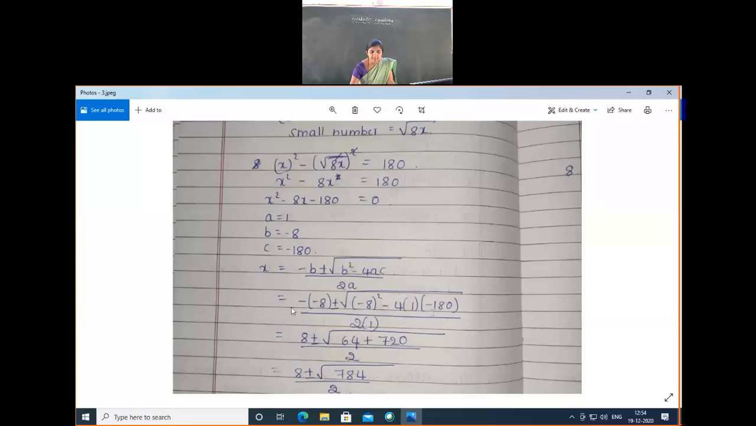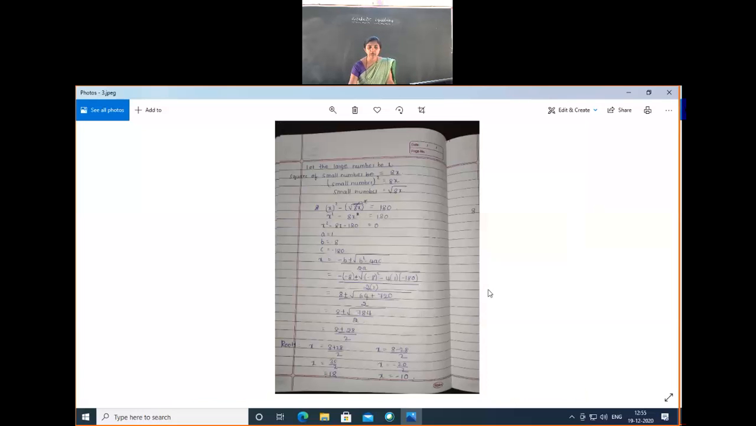So that is minus into minus, here plus 8 plus or minus square root of 8 square is 64. Here minus into minus is plus, 4 ones are 4, 4 into 180 is 720, divided by 2. Then 8 plus or minus square root of 784 divided by 2.